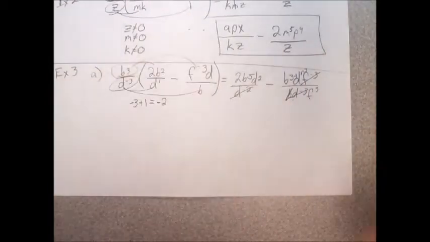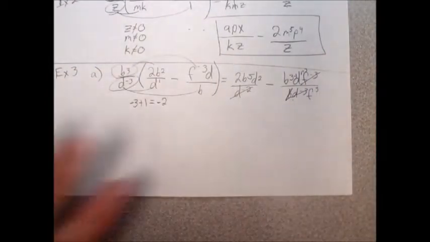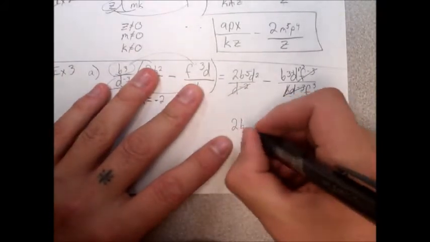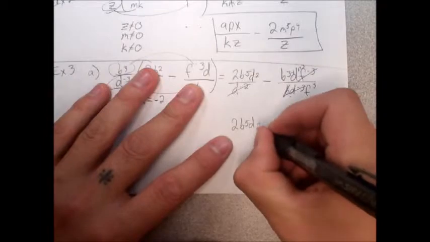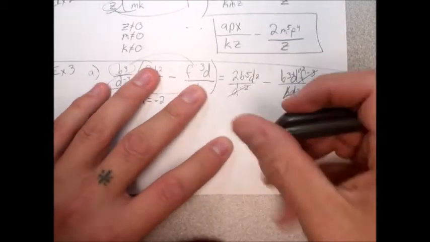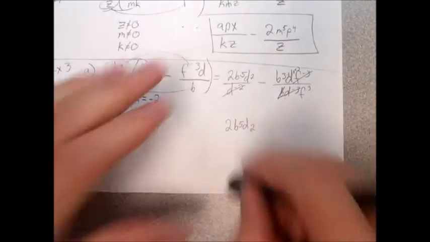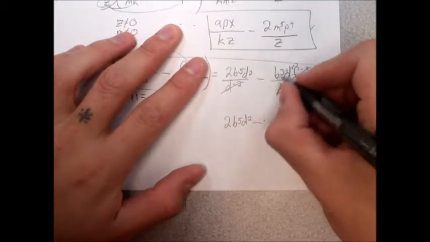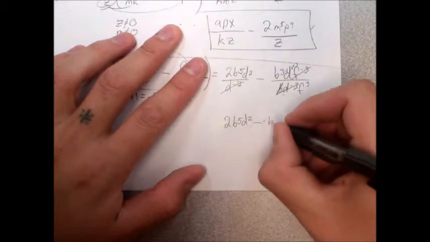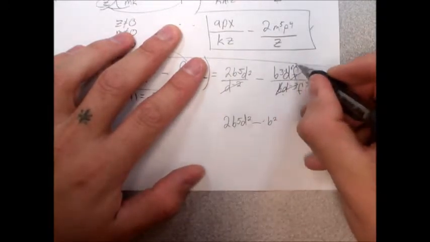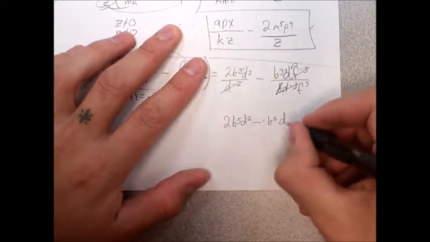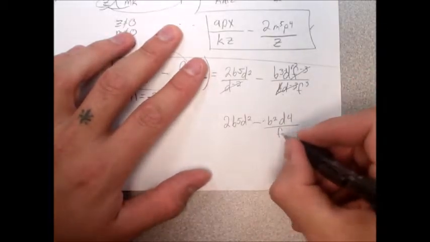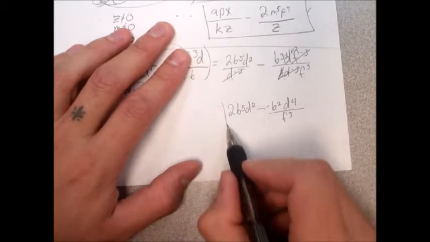Now I need to rewrite it with all of my adjustments made. So the d went to the top, so I don't have anything on bottom anymore. So it's 2b to the 5th d squared. Squared goes higher. Subtracted from, now I have b to the 3rd minus 1, which is b squared. Then I have d to the 1st plus 3, which is d to the 4th. And then I moved my f to the 3rd to the bottom, so it's f to the 3rd. And this is my answer.